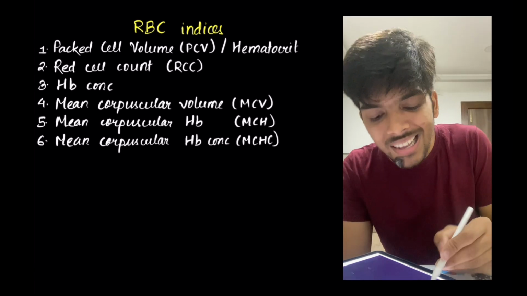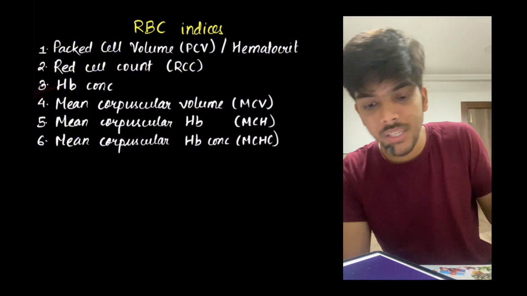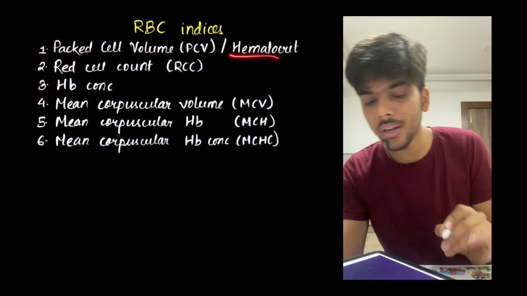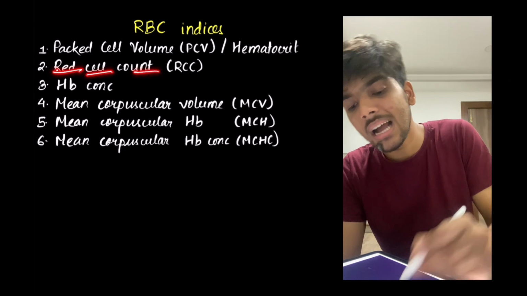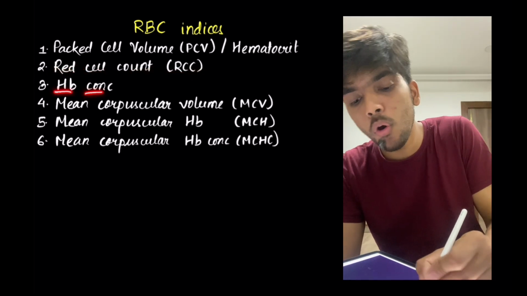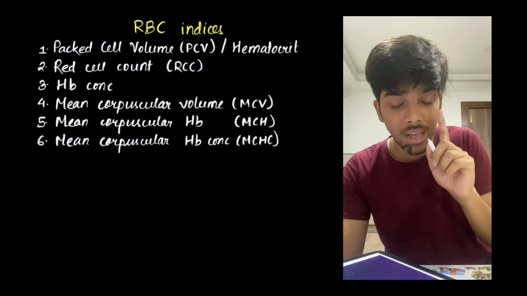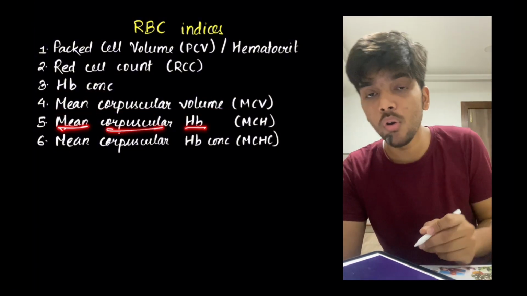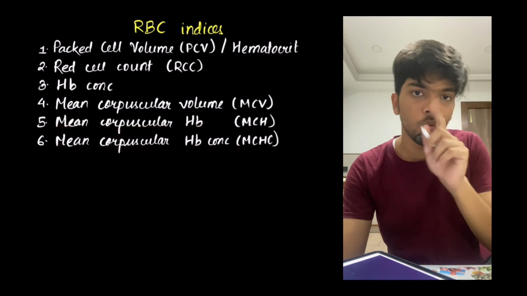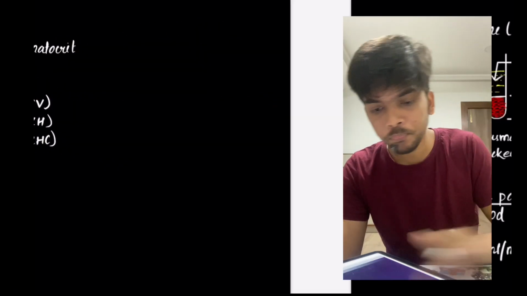There are altogether 6 indices that you need to know. 1, 2, 3, 4, 5, 6. First is packed cell volume, which is also called hematocrit. Second is red cell count, which I'll be referring to as RCC. Third is hemoglobin concentration. Fourth is mean corpuscular volume for one RBC, fifth is mean corpuscular hemoglobin of one RBC, and sixth is mean corpuscular hemoglobin concentration of one RBC. Now let's look at all of them one by one.